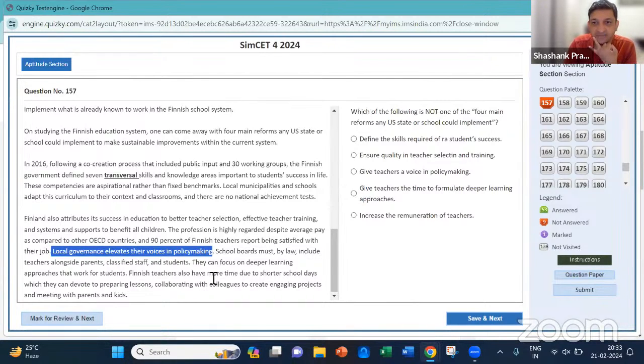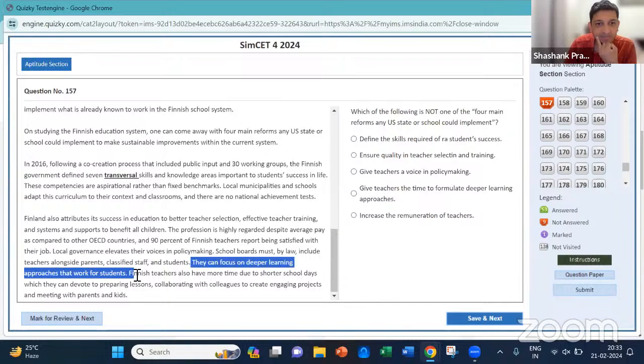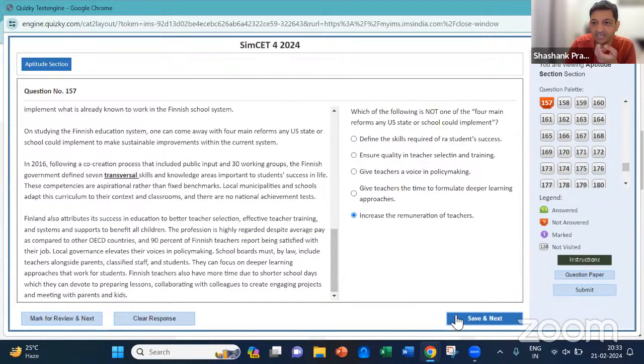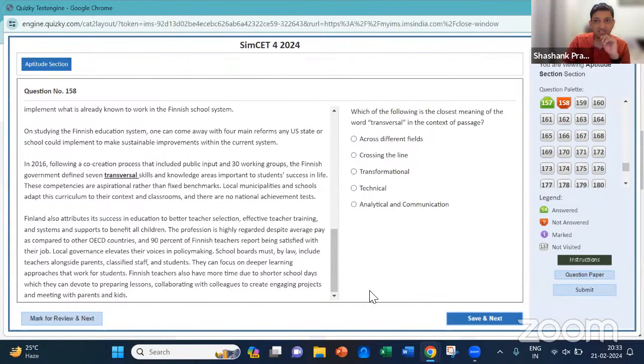Give teachers time to formulate deeper learning approaches. Yeah, deeper learning approaches. Increase the remuneration of teachers. That is not mentioned anywhere, is it? In spite of remuneration, command, all those things. Despite average pay. Yeah. I don't know, it's sad, but okay, whatever it is, it is.